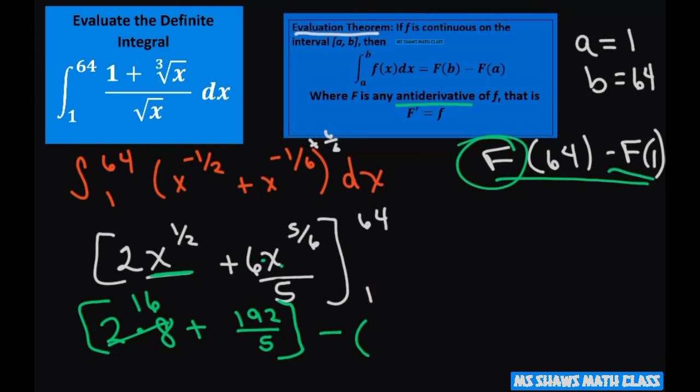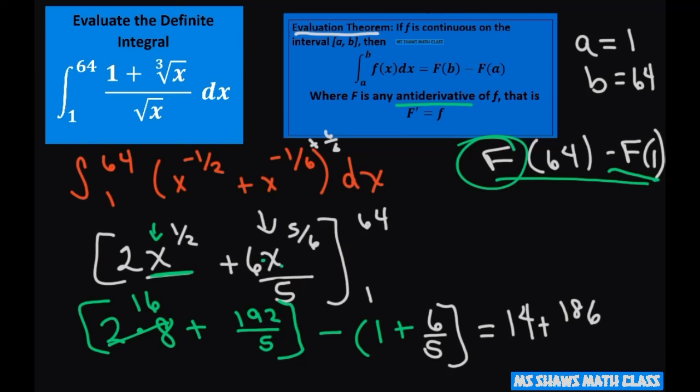Now we're doing f of 1. Evaluate that, and when you plug in 1 here, you're just going to get 1. And when you plug in 1 here, you just get 6/5. So this is going to simplify to 14 plus 186 divided by 5. And this whole answer is going to be 256 divided by 5.